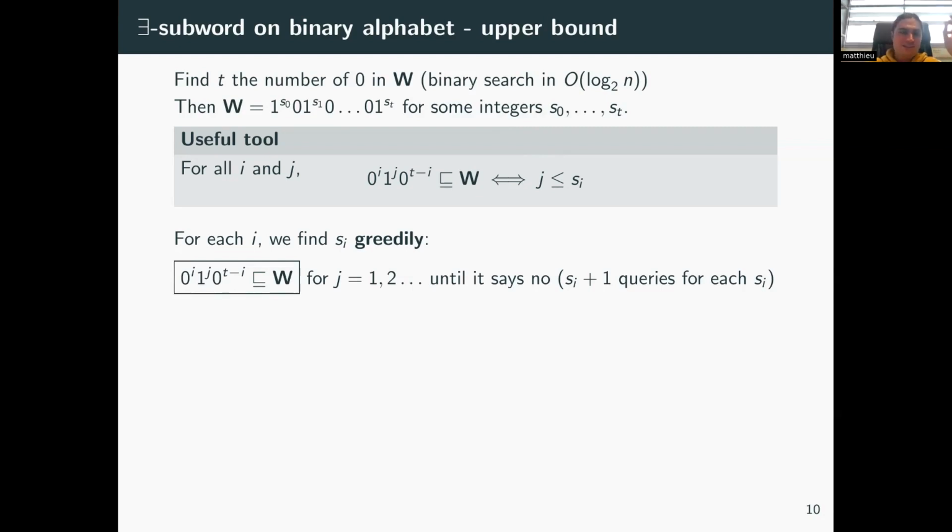So what do I mean by that? What I mean is you should first try to ask, in some sense, is Si at least 1? Is Si at least 2? Is Si at least 3, etc.